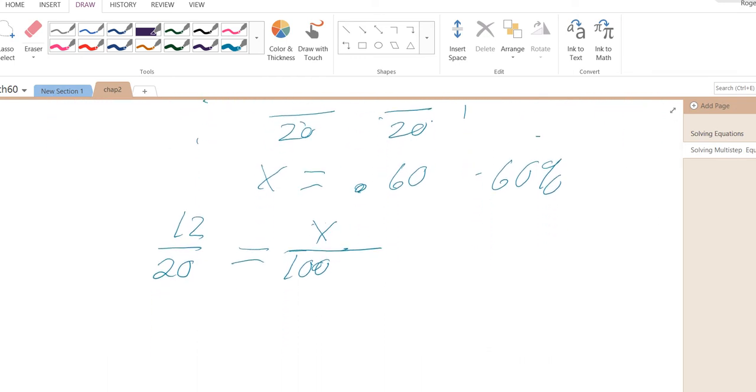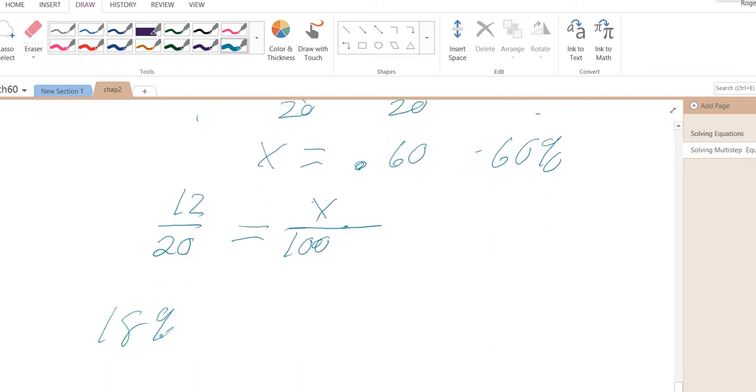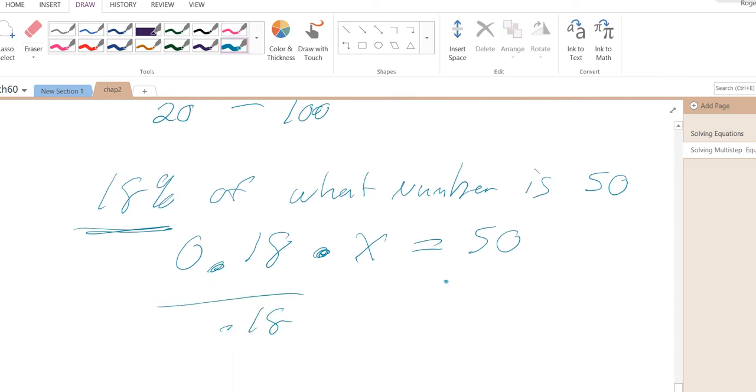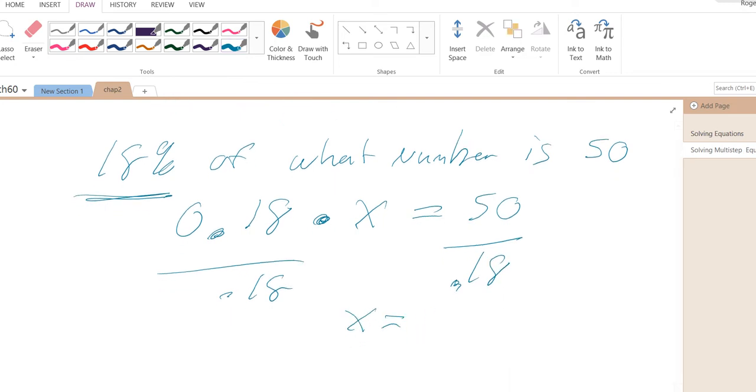And then the last one would be something like 18% of what number is 50. So in this case, we change that to a decimal first. Of means times every single time. X is what number? Is equals. And now we have that problem. Just divide it by 0.18 because it's just a simple one-step equation. And then we get whatever that is, 50 divided by 0.18. I'm not sure what that is. Okay.